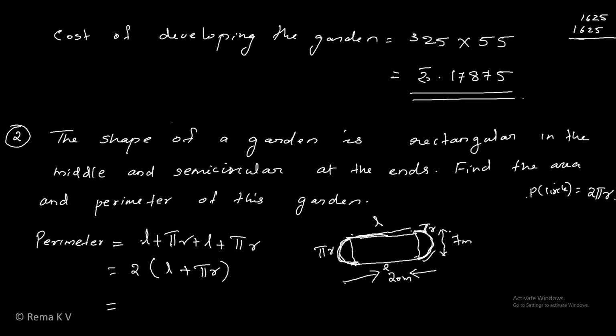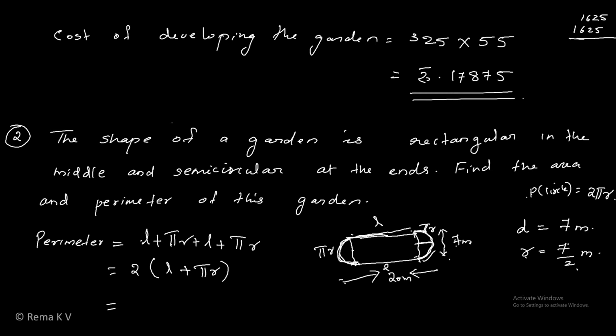To find that, see, this length is given as 7 meter. This length is the diameter of the semicircle. The diameter of the semicircle is given as 7 meter, so the radius is equal to 7 by 2 meter. See, the radius means from the center to this part. This is 7 by 2. Here also it is 7 by 2.